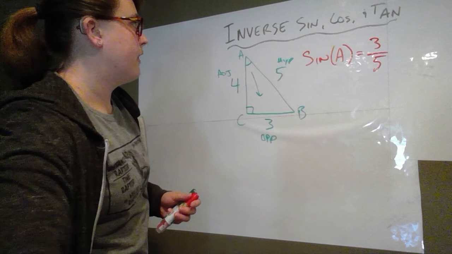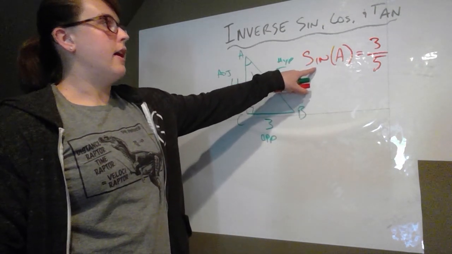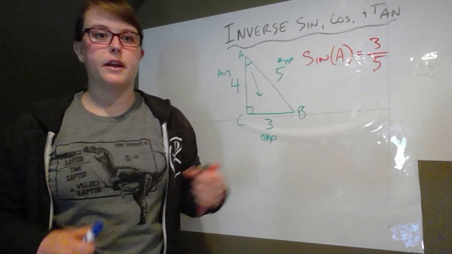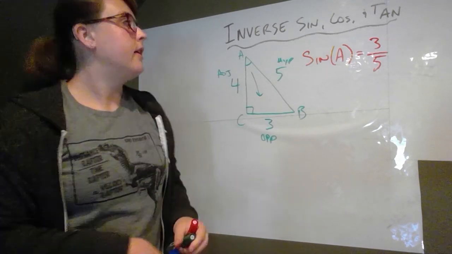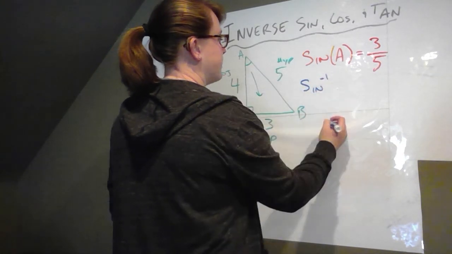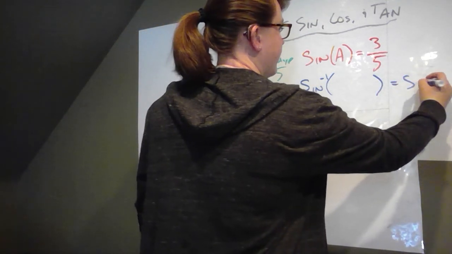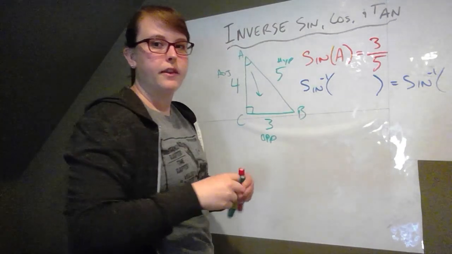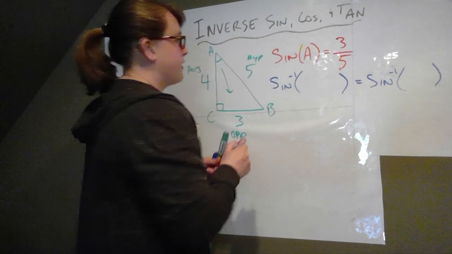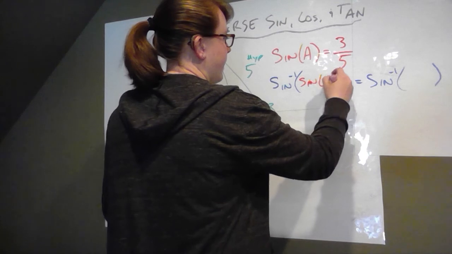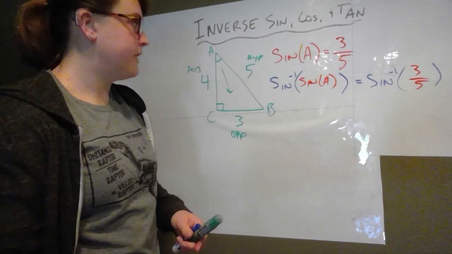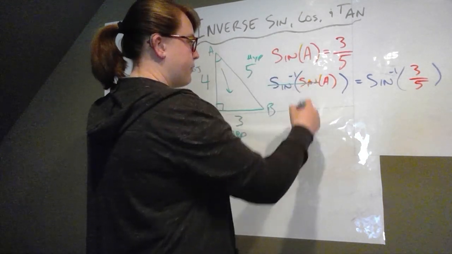Okay, well, if I have the sine of A here, and I want to undo this to get A by itself, then I have to do something called the inverse sine on both sides of the equation, because if you do it to one side of the equation, you also have to do it to the other. Inverse sine looks kind of like sine to the negative first power. Not really sine to the negative first, but anyway. So I do sine inverse of sine of A and sine inverse of 3/5. The sine inverse and the sine cancel each other out, and all I'm left with over here is angle A.